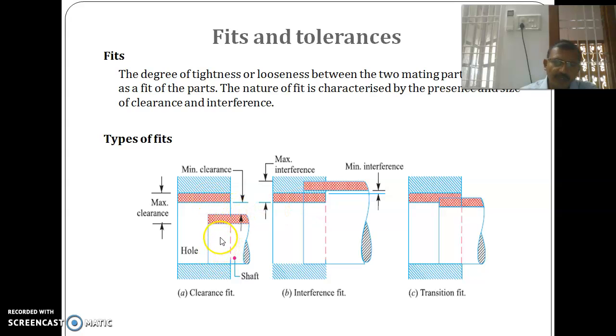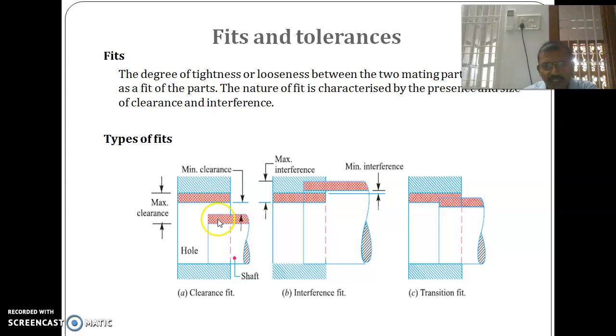So this is a shaft. The basic size of the shaft is from this to this one. This is the basic size of the shaft, and this red color shows the tolerance for the shaft. And this is the basic size of the hole, and this red color shows the tolerance for the hole. So this is the minimum size of the hole and this is the maximum size of the hole, and then the minimum size of the shaft and the maximum size of the shaft.